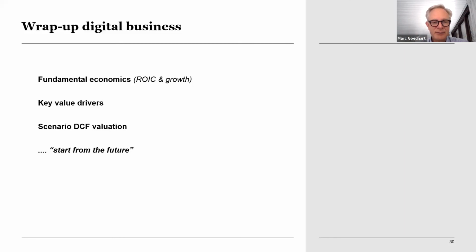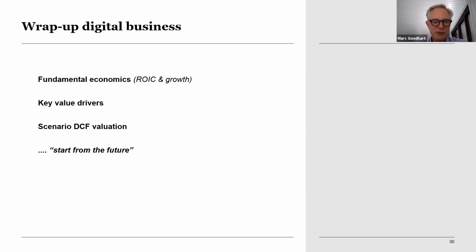The second thing is to really spend time on identifying the key value drivers. What will make or break this business? What will make the margins high or low? What will make the market share high or low? And understand what that is and how that translates into indicators you can track from recent history in these businesses, and also going forward when you need to monitor the success of these businesses.